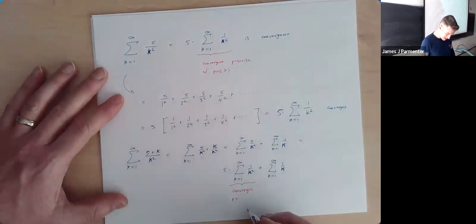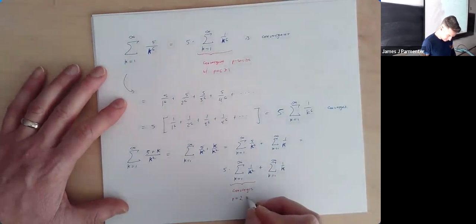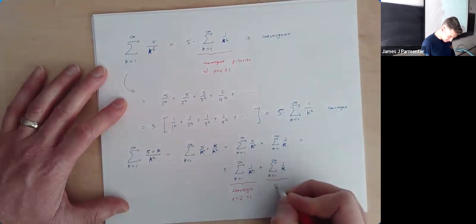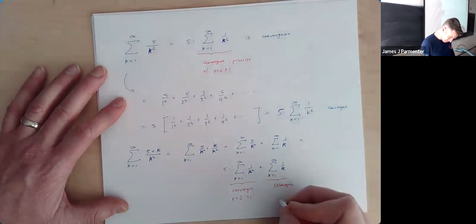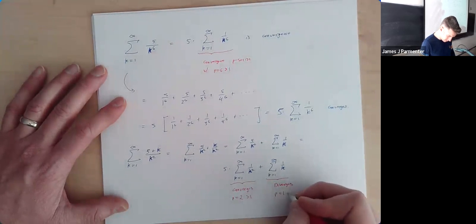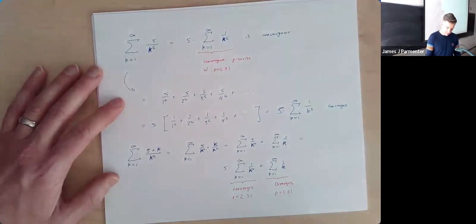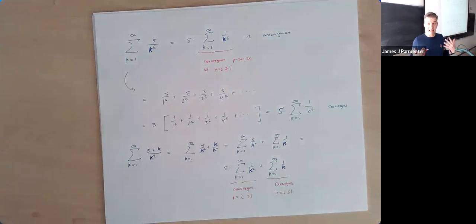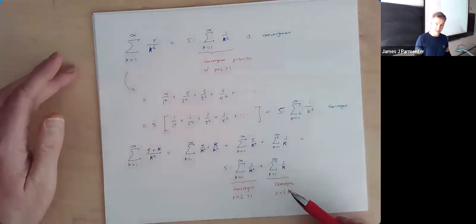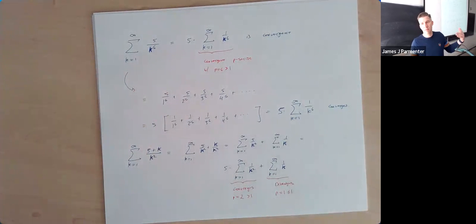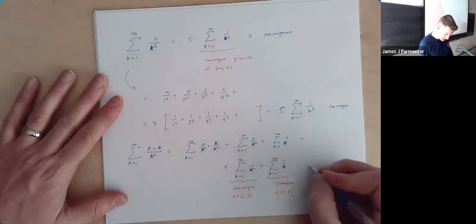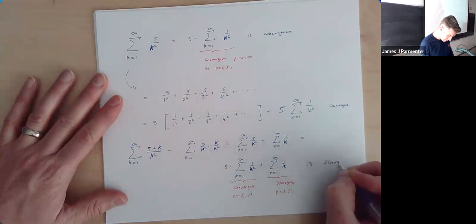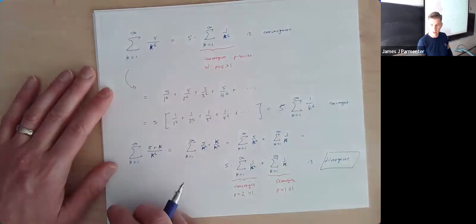So this converges as a p series with p equal to 2, which is bigger than 1. And this one diverges as a p series with p equal to 1, which is less than or equal to 1. If you have something that converges, meaning it adds up to a finite thing, plus something that diverges, meaning it adds up to an infinite thing, or maybe bounces back and forth and never gets close to a number, the whole thing is going to diverge. So when you have two things together, if one piece diverges, the whole thing diverges. So this is divergent. How exciting.